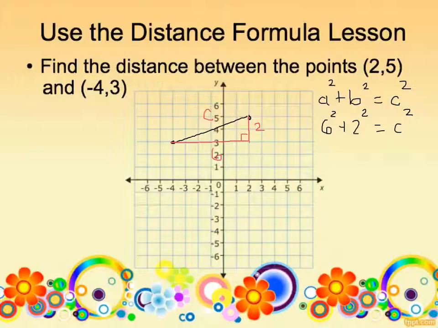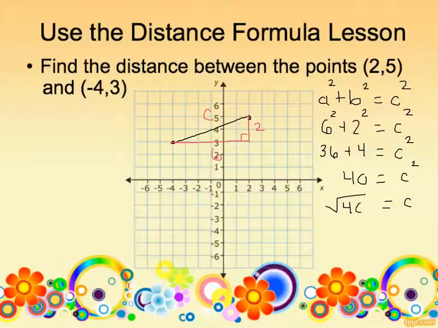Well, if I continue on with my proper order of operations, 6 squared is 36, 2 squared is 4, and those added together must equal c squared. So c squared is equal to 40. And we know to undo squaring, we would need to take the square root of 40. And so the distance between the points (2, 5) and (negative 4, 3) must equal the square root of 40. Now, what I basically have here is an application of what's called the distance formula.